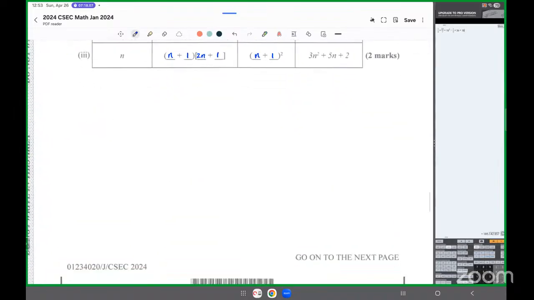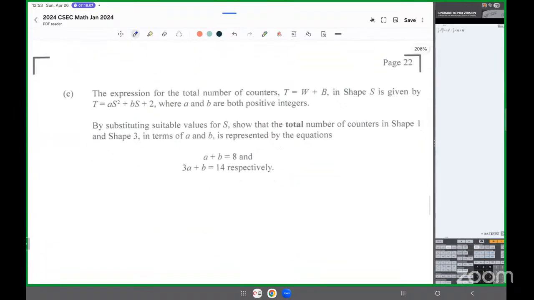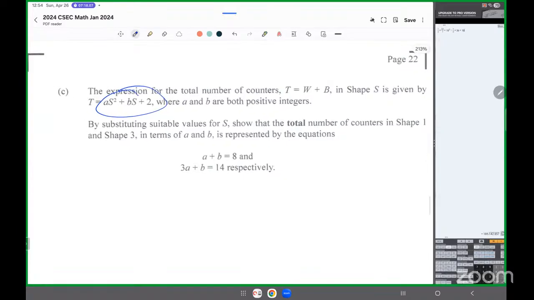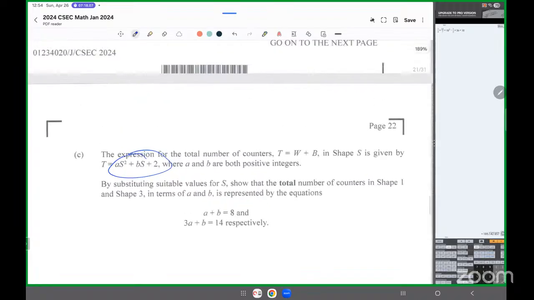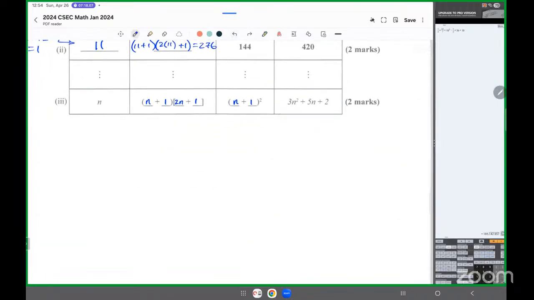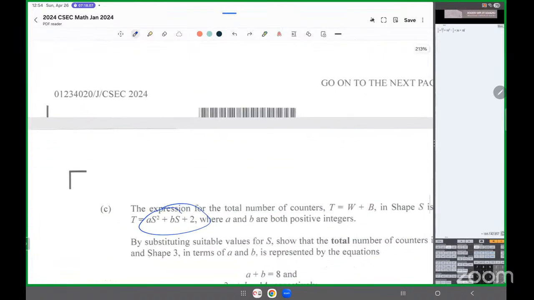All right, next question. It says the expression for the total number of counters, T is W plus B, in shape S is given as this formula. It could have been shape N as well. So the same formula that we have in the table right here, 3n squared plus 5n plus 2, same thing.